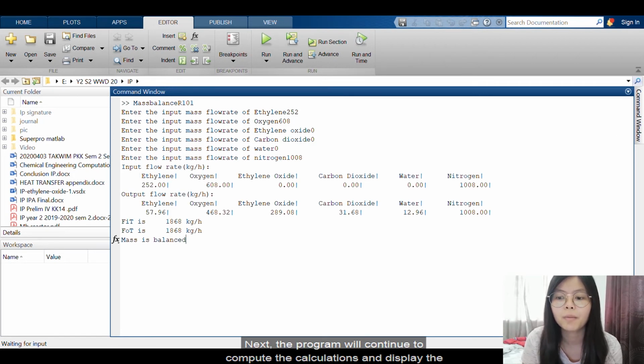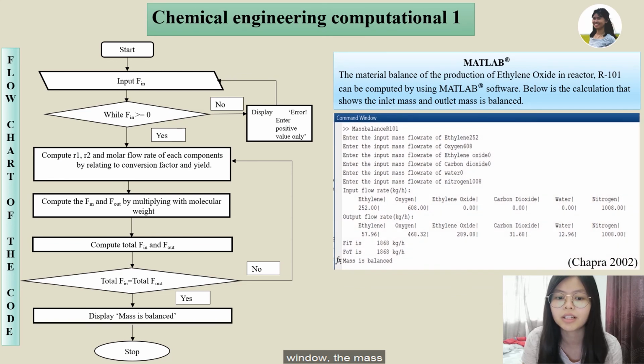Next, the program will continue to compute the calculation and display the results in a table if the desired input values are entered. The command window will tell the user whether the mass is balanced at the end. Based on the result of the command window, the mass balance value is 1,868 kg per hour, which is exactly the same as the manual calculation.